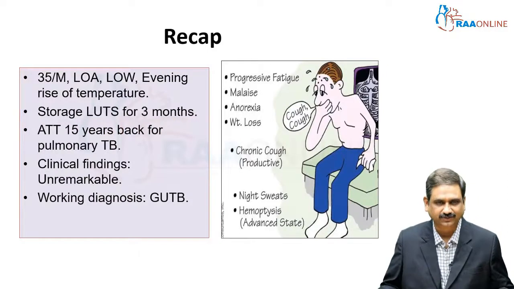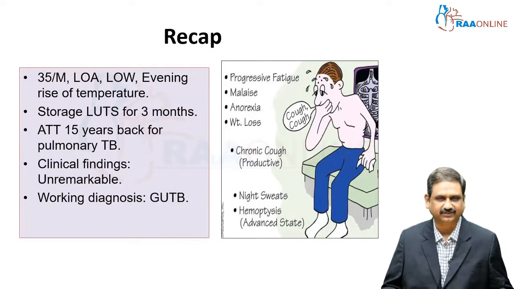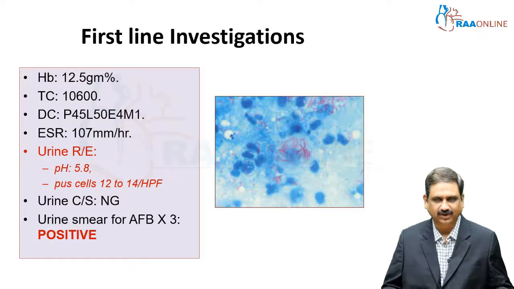Okay, so now we will recap what exactly we had discussed earlier. We had a patient, a 35-year-old male, who predominantly had loss of appetite and loss of weight with evening rise of temperature. He also had storage urinary symptoms for 3 months duration. He had a history of treatment 15 years back for pulmonary tuberculosis with antituberculous treatment. The clinical findings were largely unremarkable and we had a working diagnosis of GUTB made. So with this background, what do we do next?